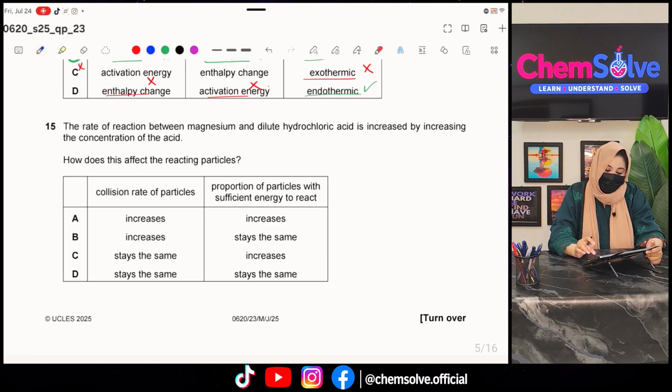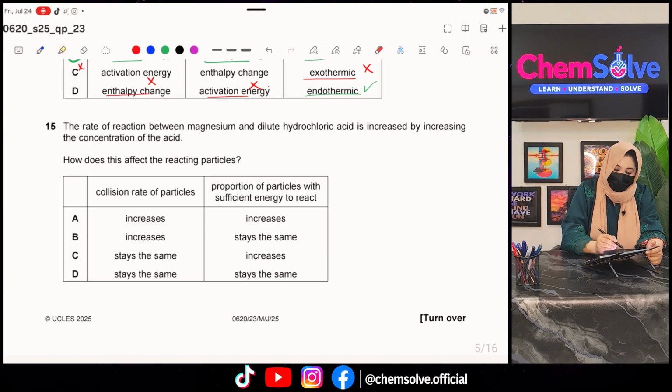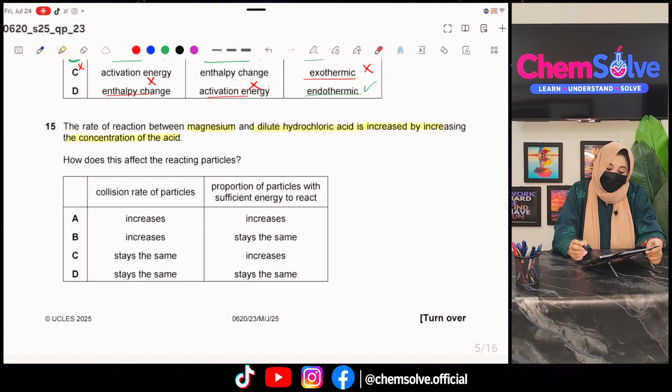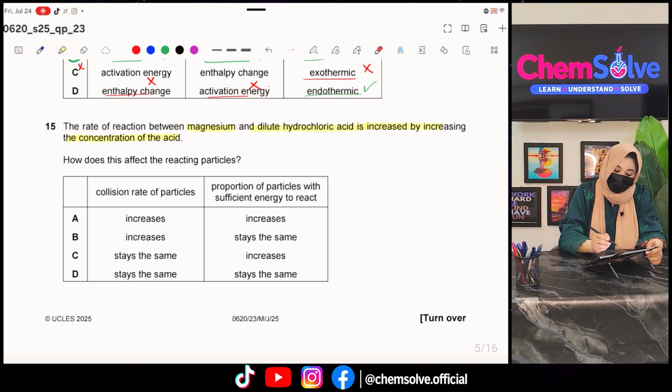So question number 15. The rate of reaction between magnesium and dilute hydrochloric acid is increased by increasing the concentration of the acid. We have increased the concentration of the acid. So whenever we increase the concentration of the acid, what happens? The particles come closer to each other. When the particles become closer to each other and more crowded, there would obviously be more chances of collision. So the collision rate of the particles would increase.